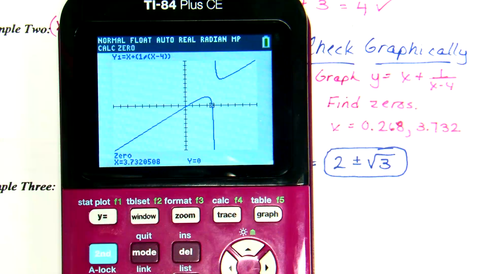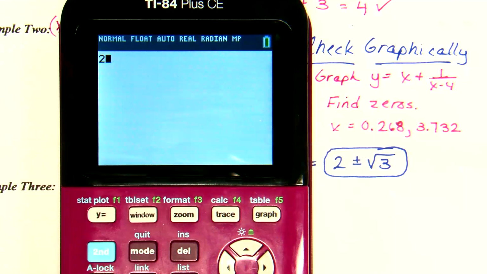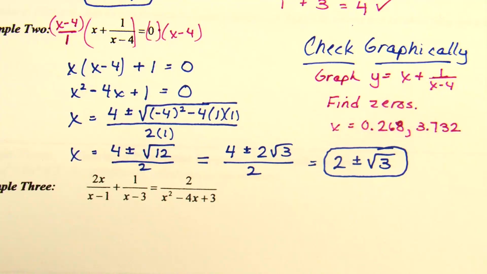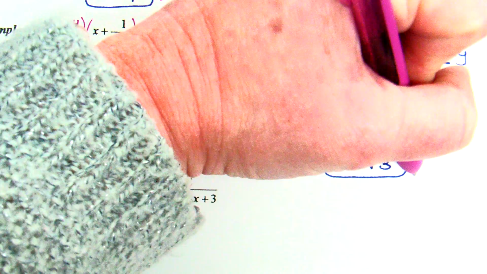Now I'm going to go out of my graph and put it in my calculator. Okay, let's see. What is 2 plus square root of 3? Hey, guess what? Does that number look familiar? 3.732050808. And I'm going to do the same thing. What's 2 minus square root of 3? 0.267949194. Matches right up, doesn't it? So, does this check? Yeah, it does. Those match with that, and so, yes, these are both solutions.